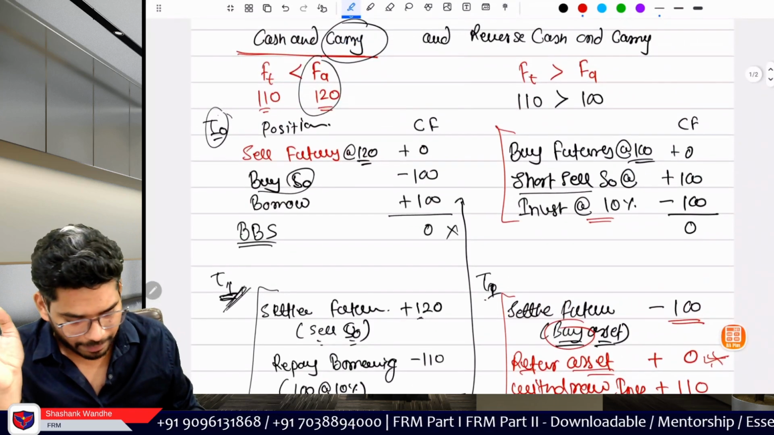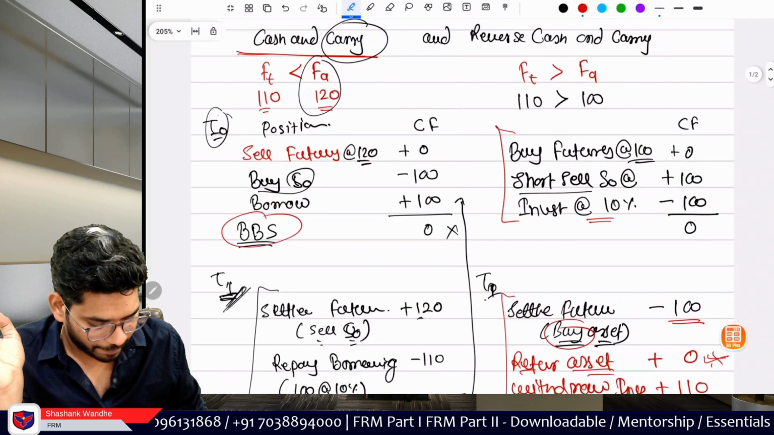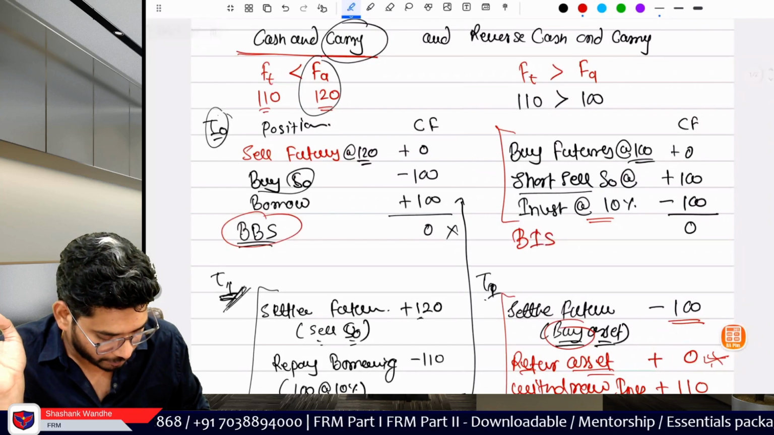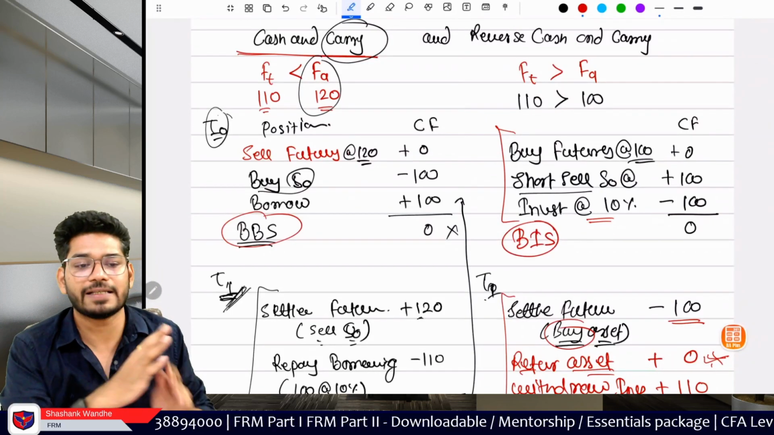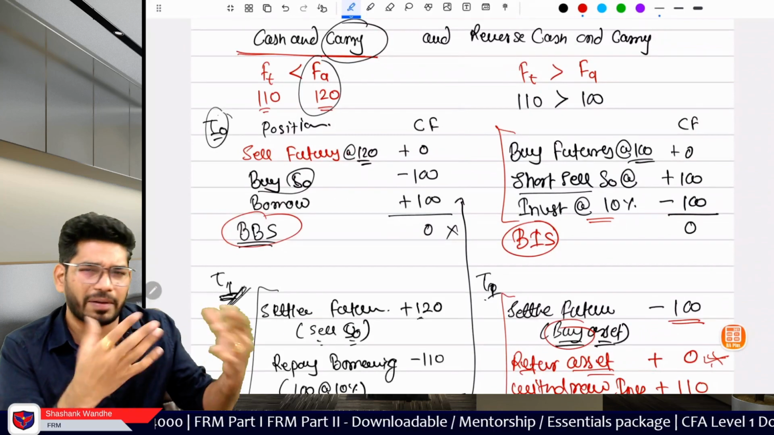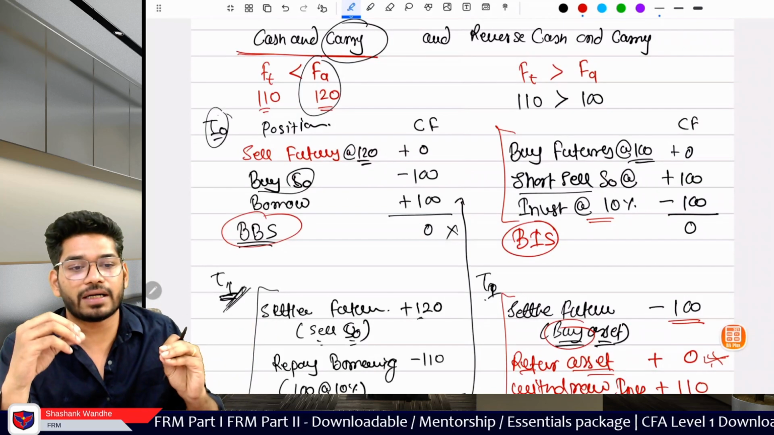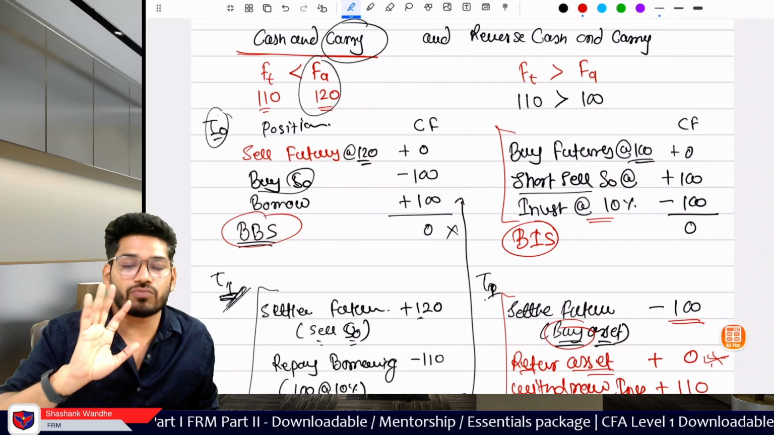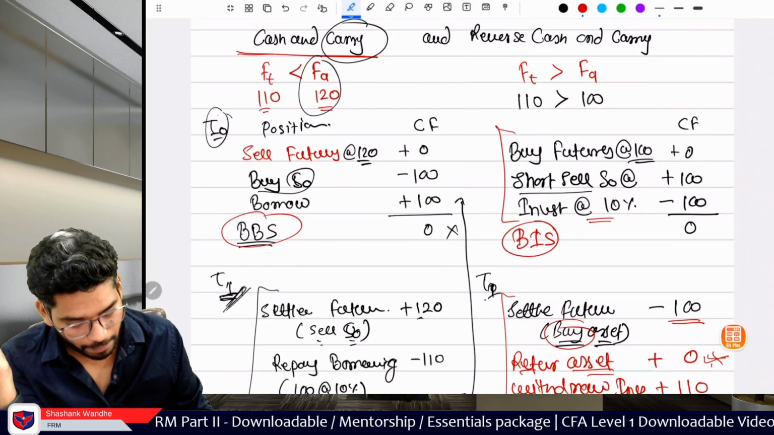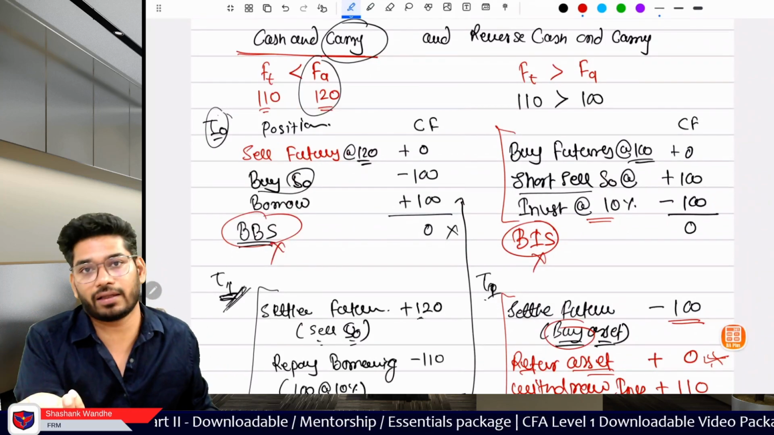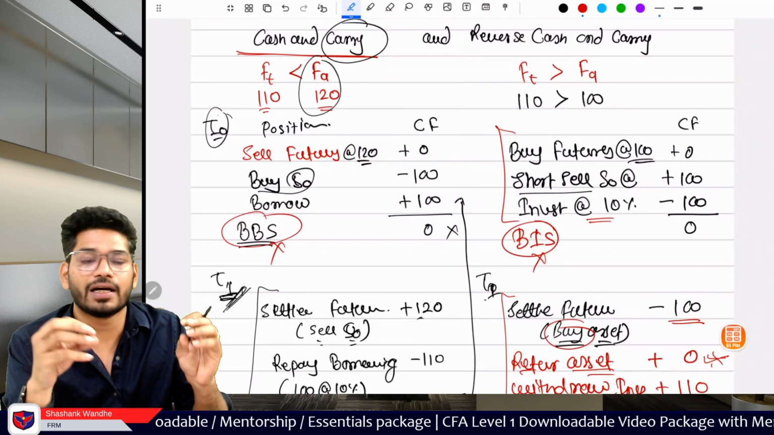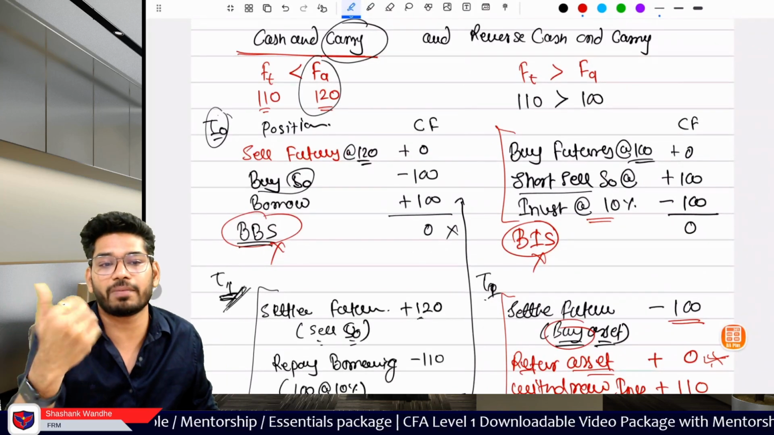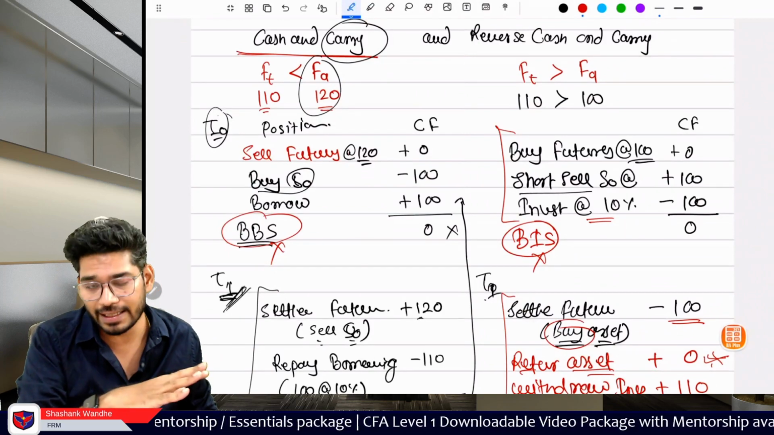Here, if you want to remember, the notation is like BIS, which is buy, invest and short sell. You can also remember it like BSI, whatever is your preference, but remember it like this. Generally, from my perspective, I don't prefer these methods, but students like these methods. So for this reason, I tell these shortcuts to remember it. In cash and carry, it is BBS, and in reverse cash and carry, it is BIS.